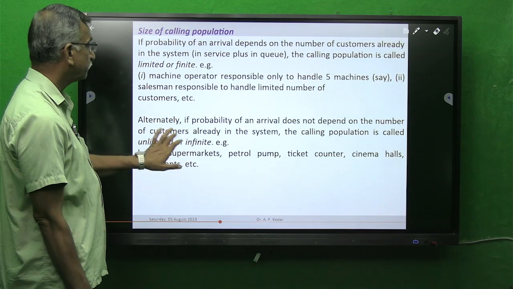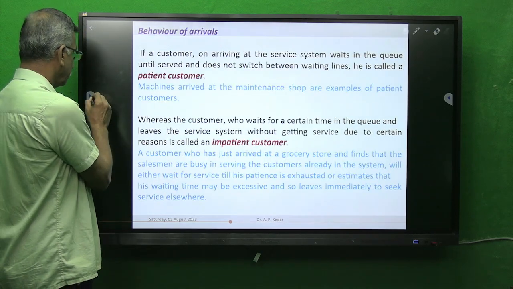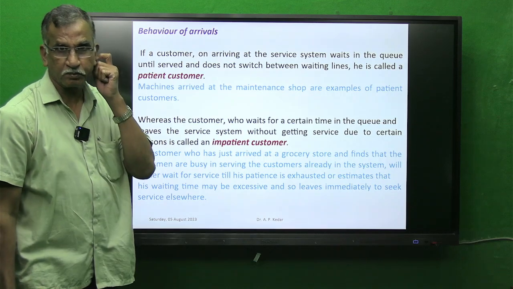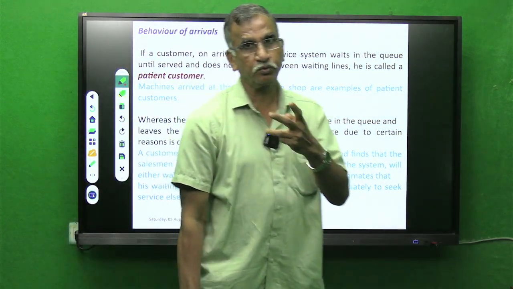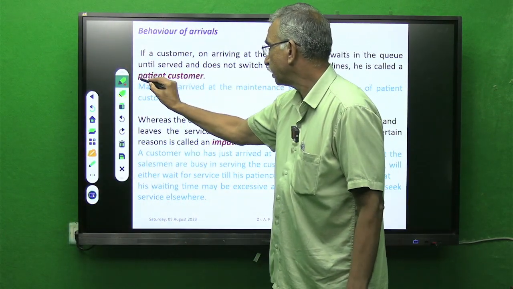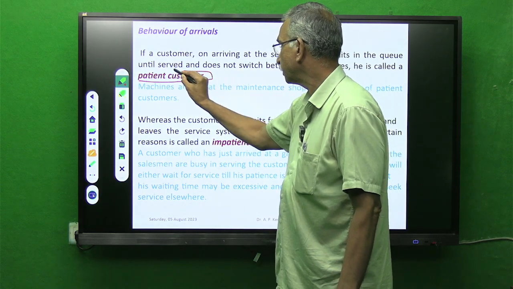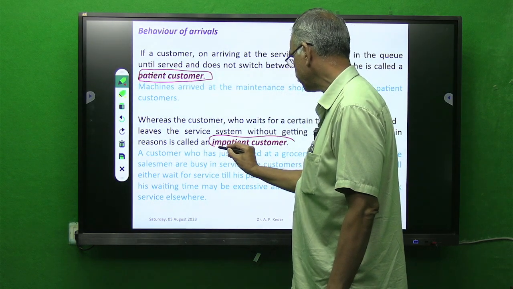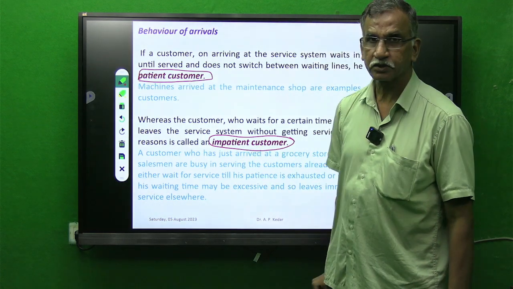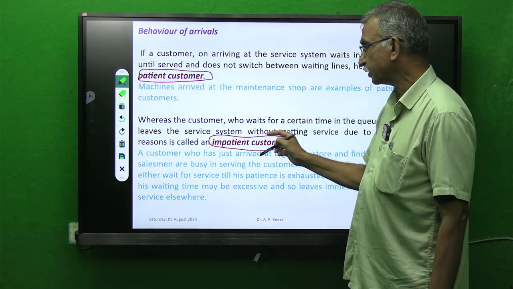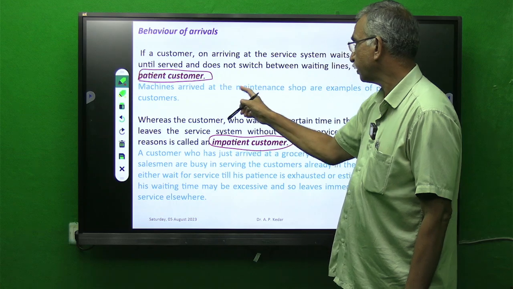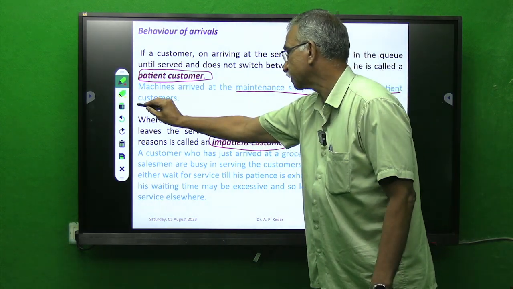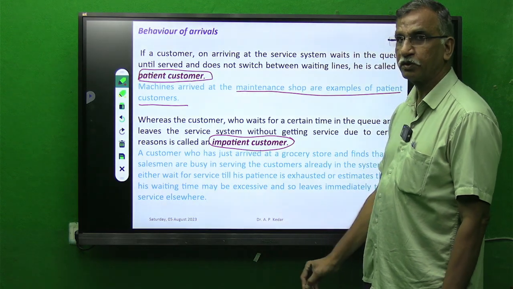In the third, now, when we talk of behavior of the customer, customers behave in 2 ways. One is a patient customer and another category is an impatient customer. Machines arriving at the maintenance shop are examples of patient customers. You have to give priority to it.